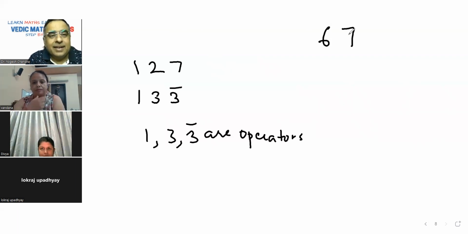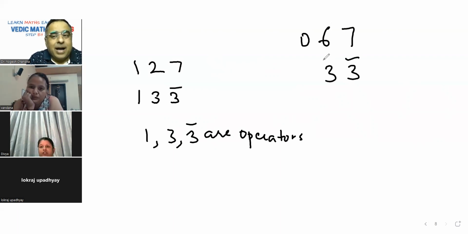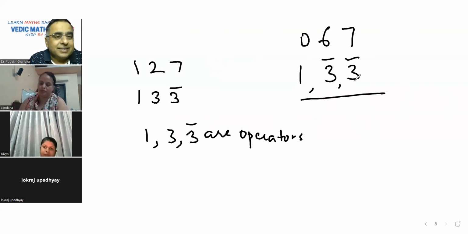67. So 6 and 7 are not operators. 3 bar and 1 are the operators. What do you mean by operators? The numbers by which you will be calculating, the numbers which will get the results. The numbers with which we'll be multiplying, the numbers with which every calculation has to be done. Or you can say the corresponding digits of the number are called the operators.